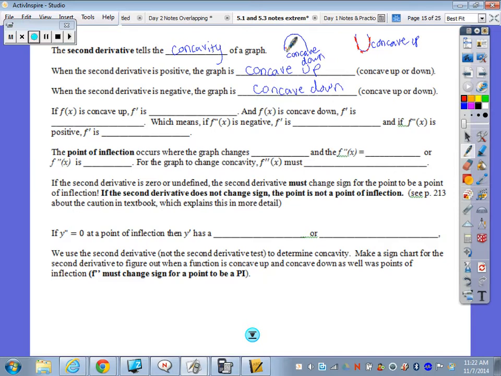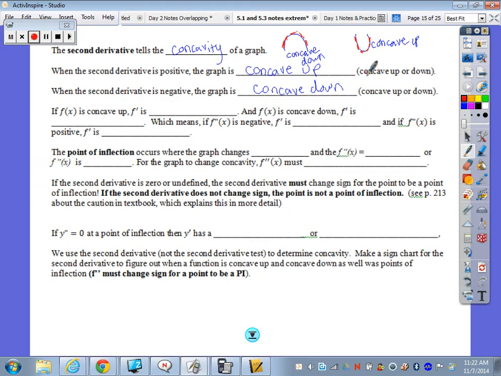When you're concave down, you're starting with a really steep positive slope. It's going to 0, and then it's getting more and more negative. So this slope is getting smaller, which means that the first derivative is getting smaller. So if you took the derivative of that, the second derivative ends up being negative for concave down.